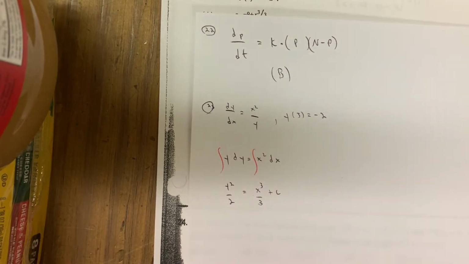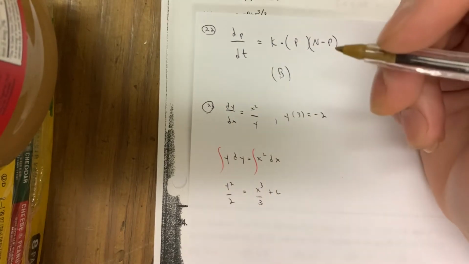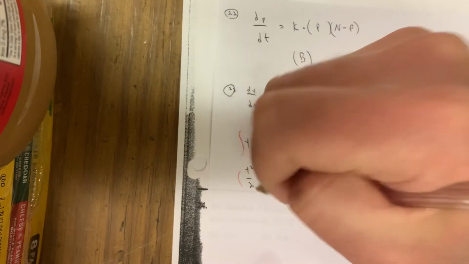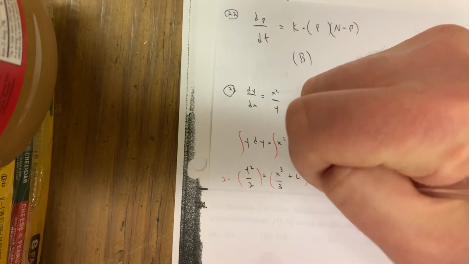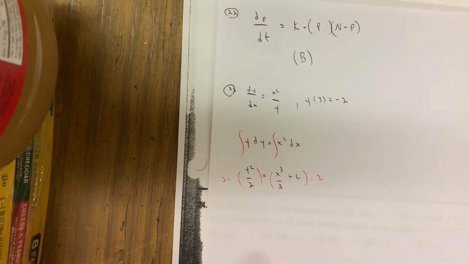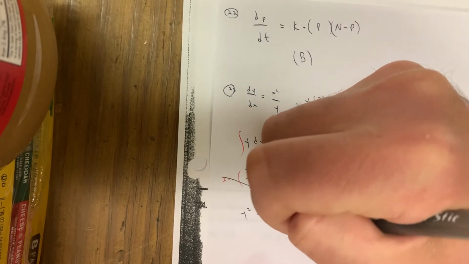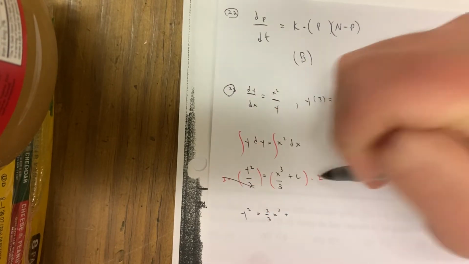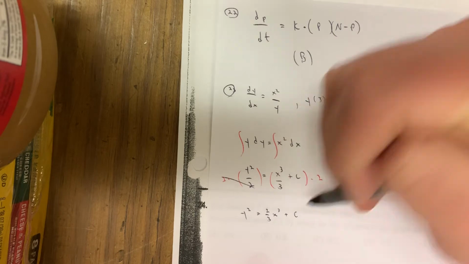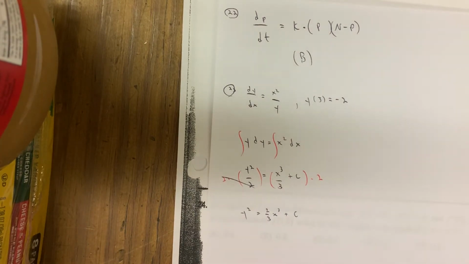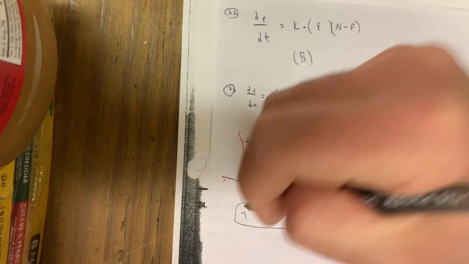This is a general solution. I usually don't solve for y until I solve for c, but I will clean up the left-hand side. Always try to keep the left-hand side as clean as possible. Multiply by 2 on both sides. I get y squared is equal to 2/3 x cubed plus c times 2, just another c, right? Just another constant.